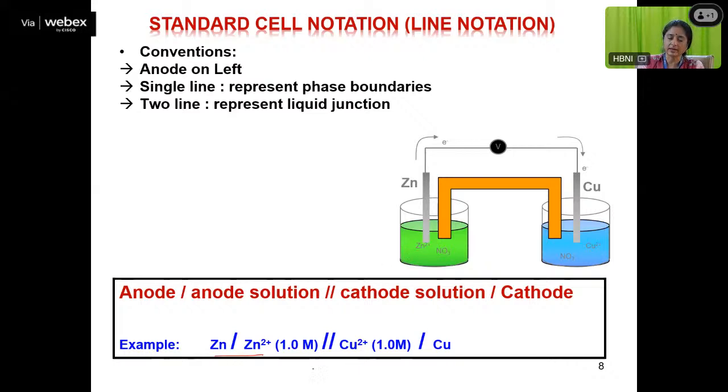And again, there is the double line. The double line represents the liquid junction, and in this case the double line shows the salt bridge. Because here there is one interface of solid to liquid, and there is another interface of solid to liquid. One interface of solid to liquid is a single line. So in a salt bridge there are two solid to liquid interfaces, therefore a double line. So this is the salt bridge, and this is how the notation goes on.